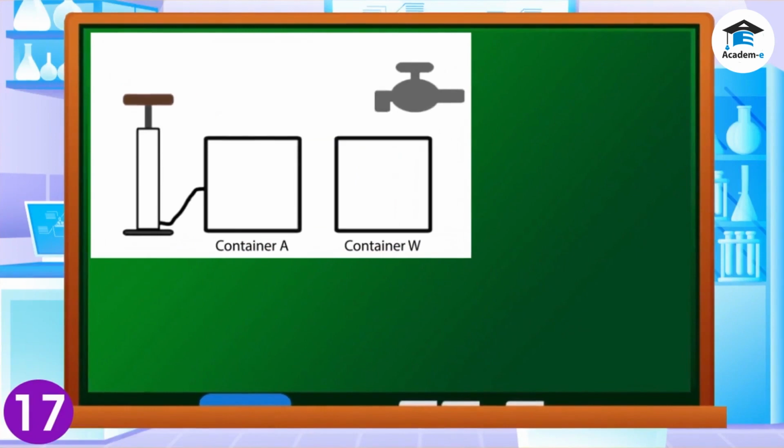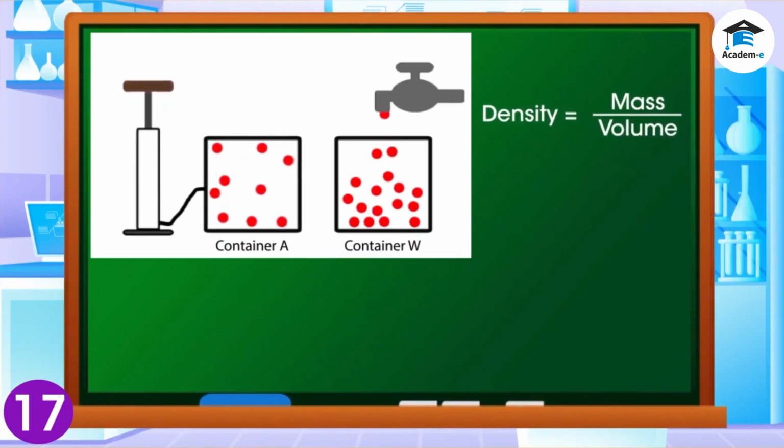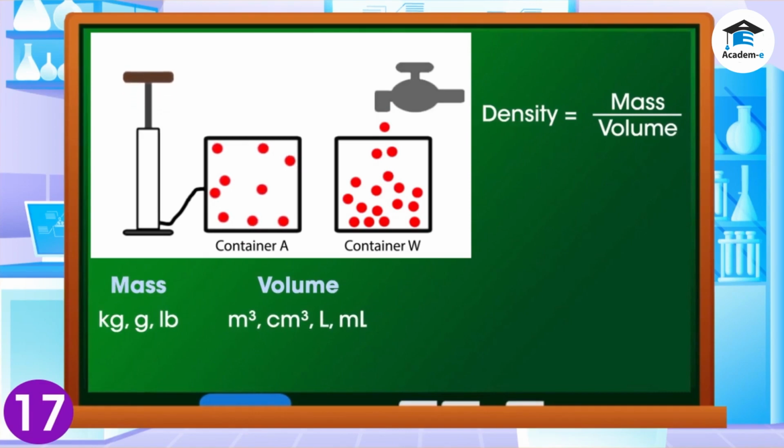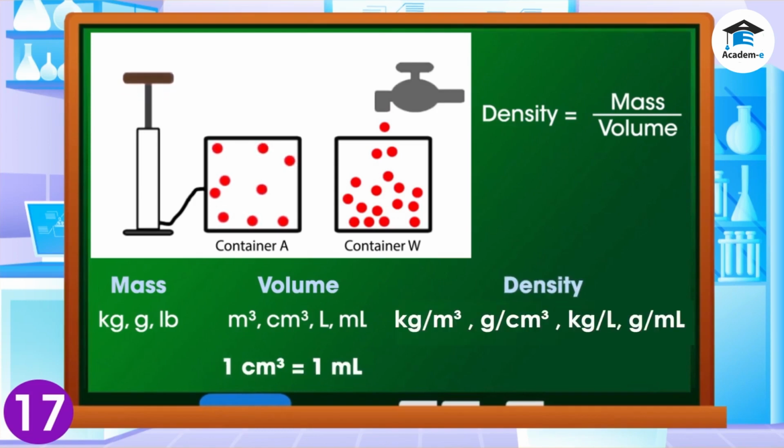Density is the ratio of the amount of mass of a body in relation to the space it occupies, or what we call volume. Density is given by the formula density equals mass over volume. Mass is measured in kilograms, grams or pounds. Volume is expressed in cubic meters, cubic centimeters, liters, or milliliters. Also, remember that 1 cubic centimeter is equal to 1 milliliter. Density is expressed in kilograms per cubic meter, grams per cubic centimeter, kilograms per liter or grams per milliliter.